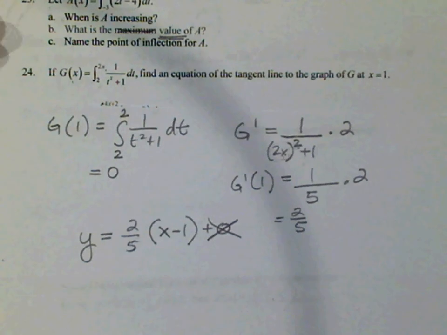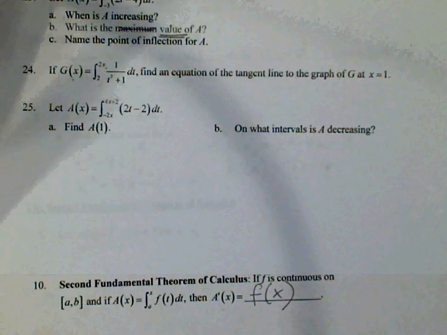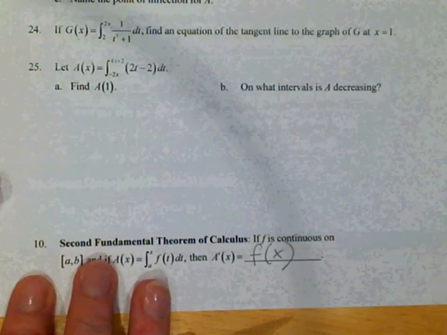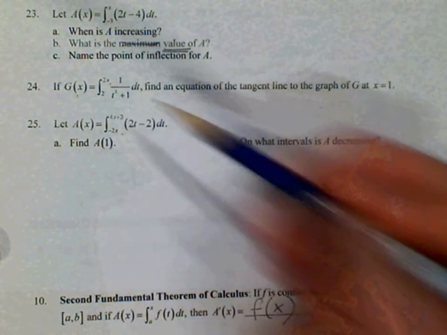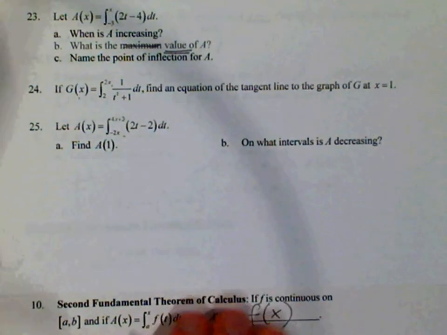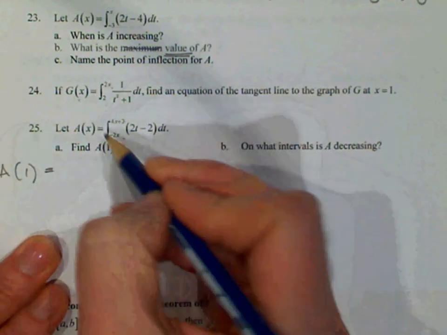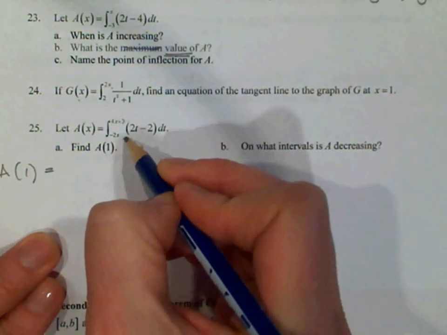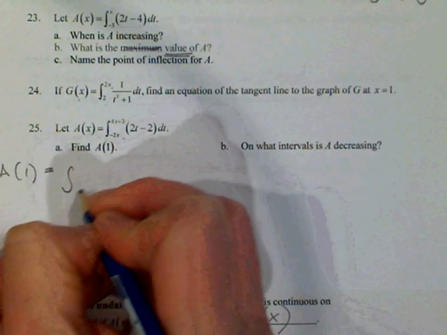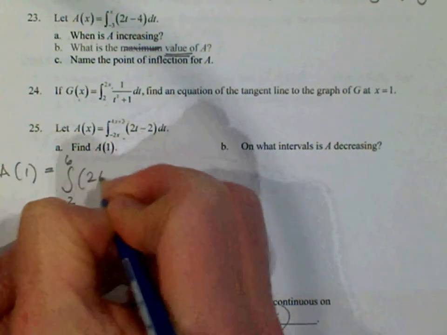Okay, in our last application in 25, a is defined as the integral from a function to another function of 2t minus 2 dt. Find a at 1. A at 1 means I'm just going to substitute in a 1 wherever I see an x. So that will be the integral from negative 2 to 6 of 2t minus 2 dt.